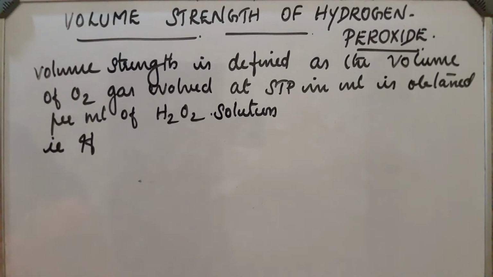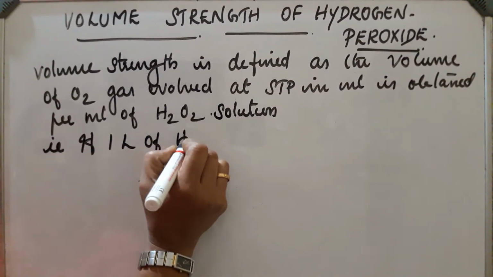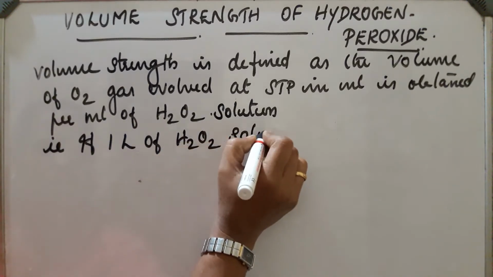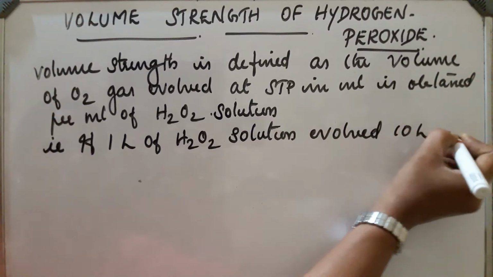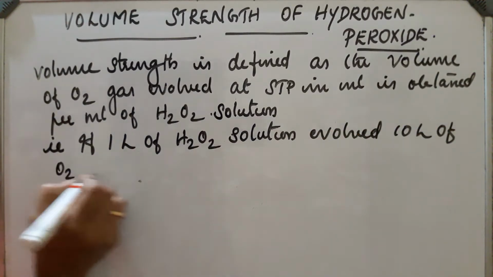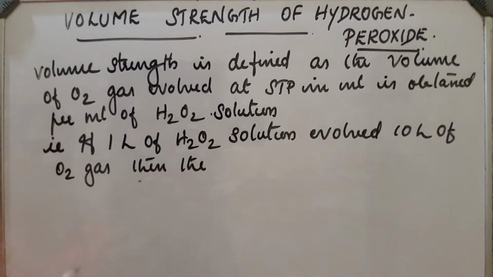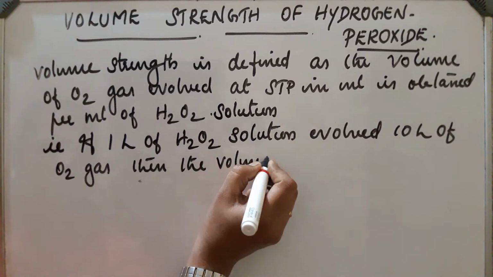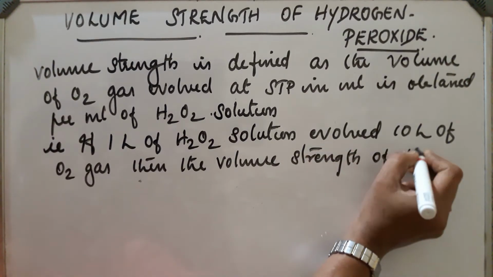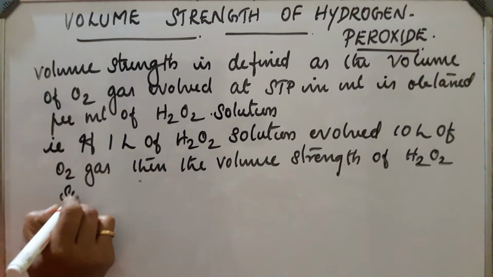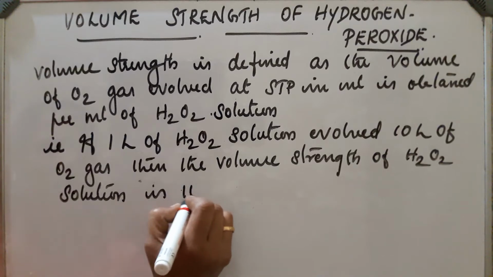That is, if 1 liter of H2O2 solution evolves 10 liters of O2 gas, then the volume strength of the H2O2 solution will be 10 volume.